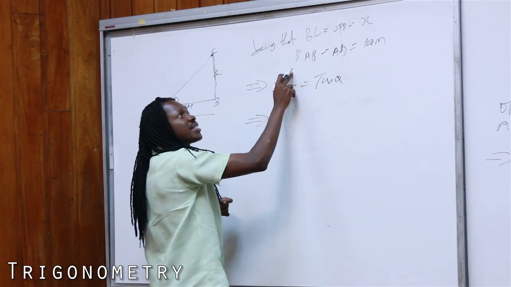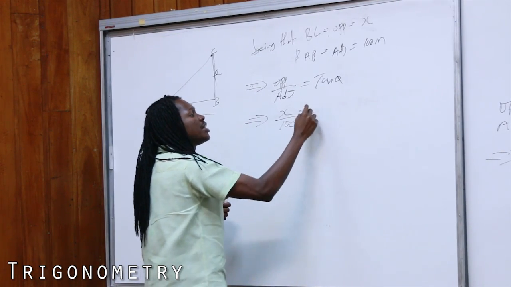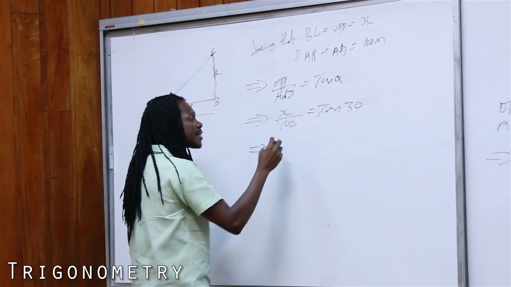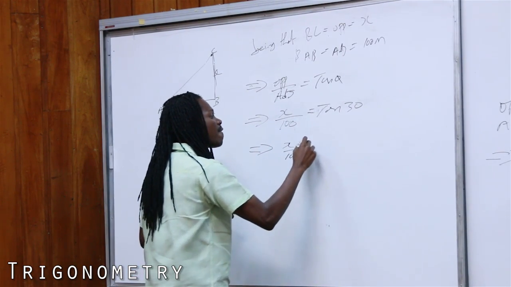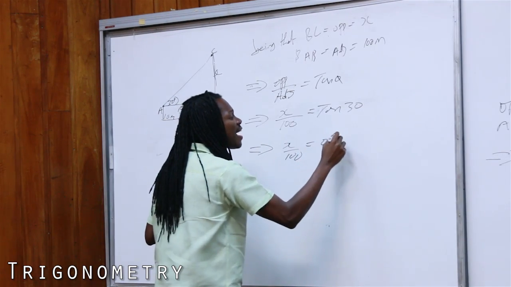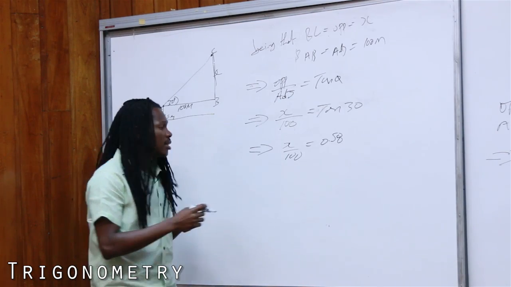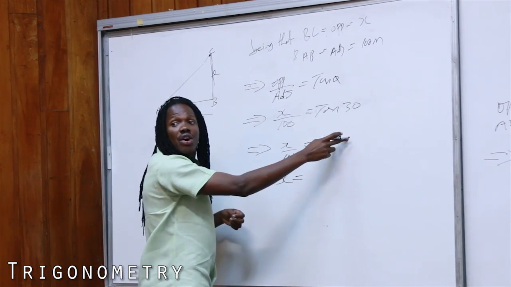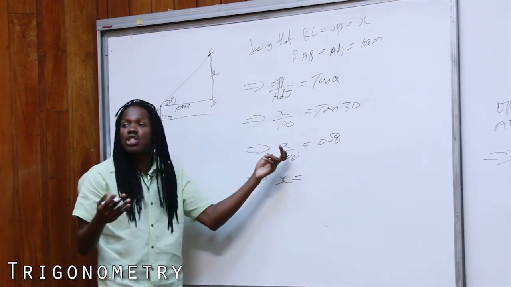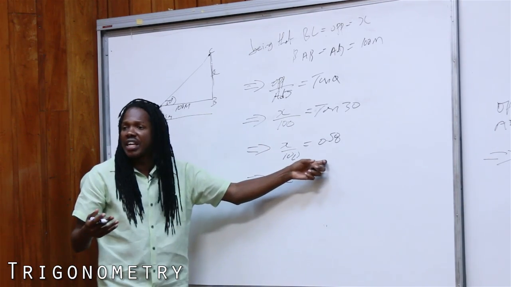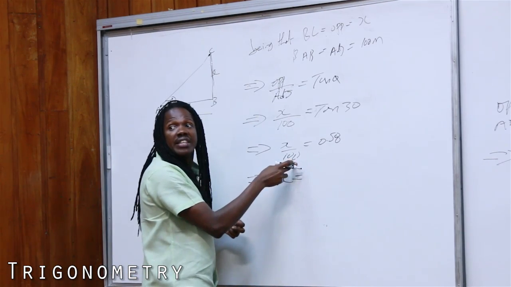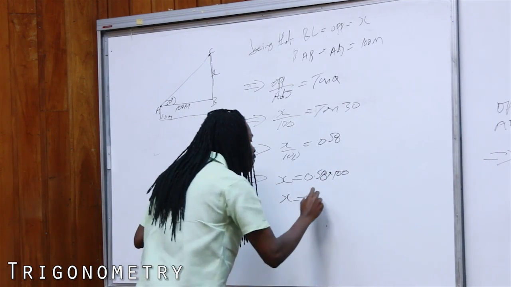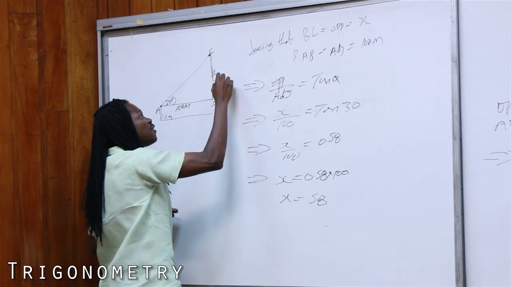This implies opposite, which is x, over adjacent, which is 100, equals tan of the angle, which is 30. This implies, what's tan 30? 0.58. This implies that x is divided by the 100, so you have to carry the 100 over to this side with the opposite function. What's the opposite function of divide? So you say x equals 0.58 times 100. So x equals 58.